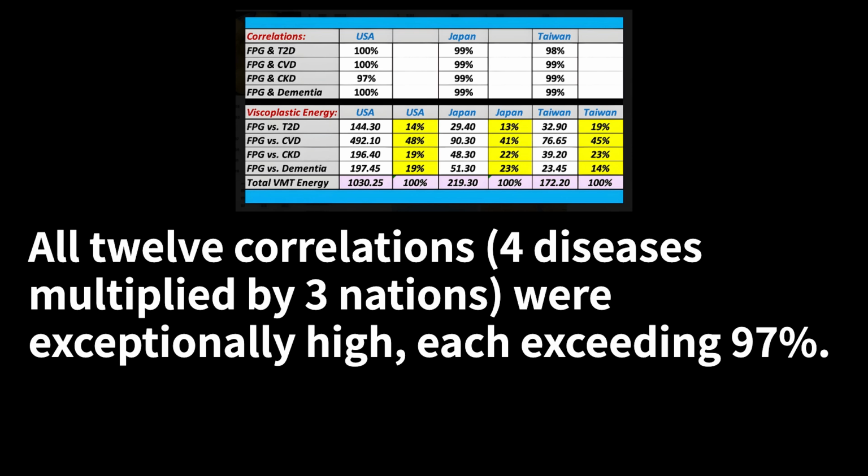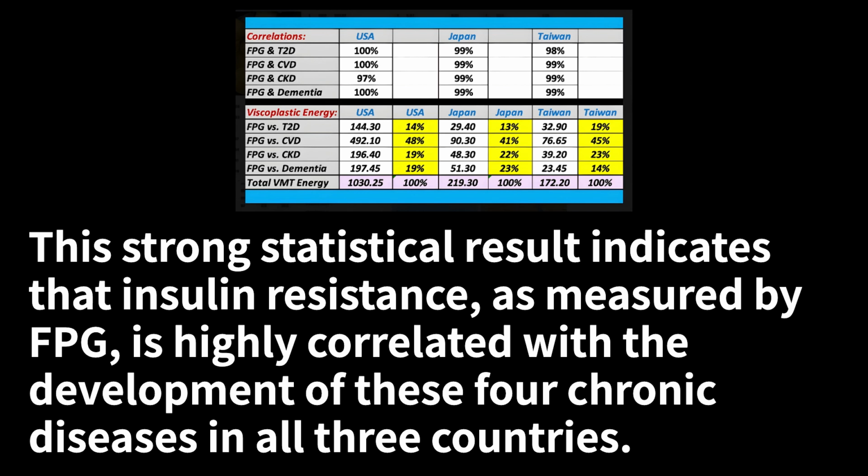All 12 correlations, 4 diseases multiplied by 3 nations, were exceptionally high, each exceeding 97%. This strong statistical result indicates that insulin resistance, as measured by FPG, is highly correlated with the development of these 4 chronic diseases in all 3 countries.